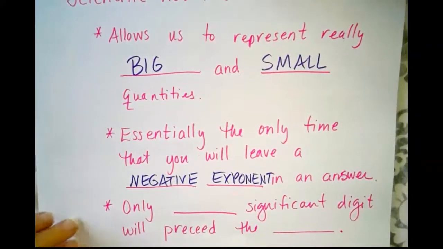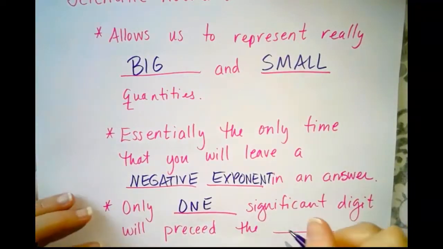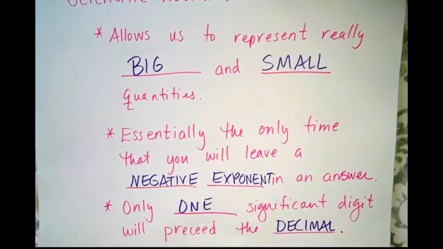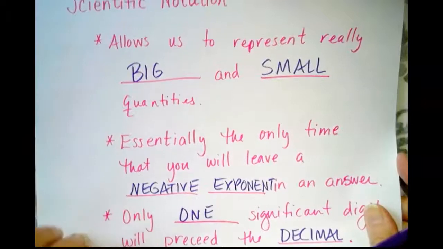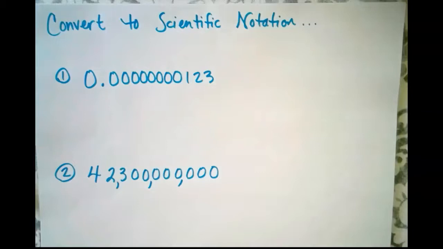And lastly, the rule that you need to follow is that only one significant digit will precede the decimal on the left. So these are the basics to remember about scientific notation. Of course, scientific notation is also all multiplication. Therefore, the commutative property and the associative property also apply here. So the first thing we're going to do is some basic conversions to scientific notation from a standard notation.